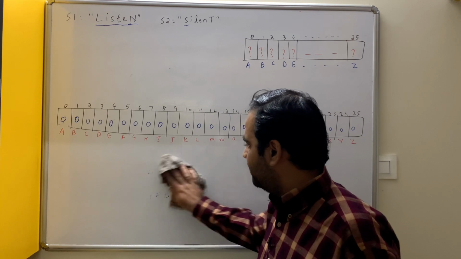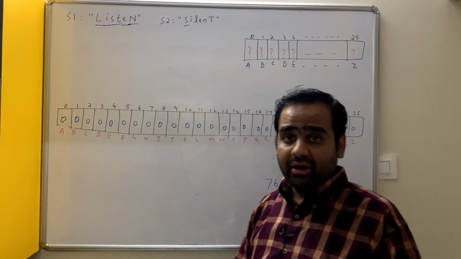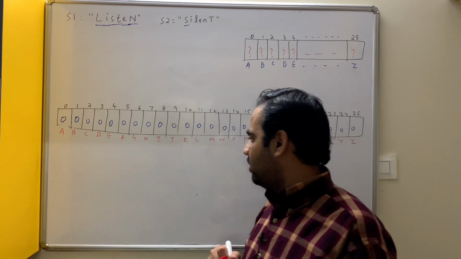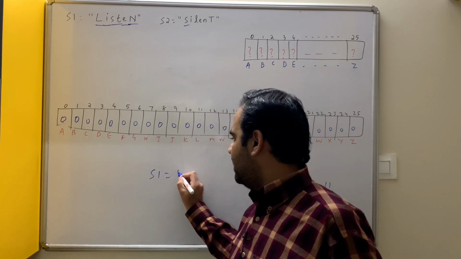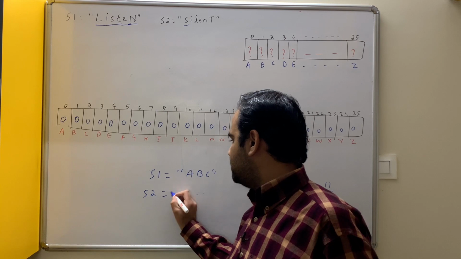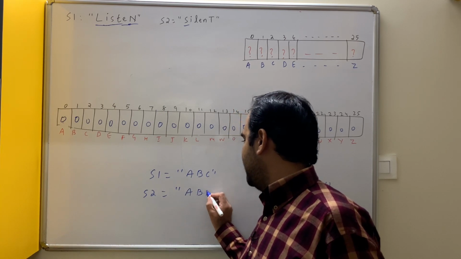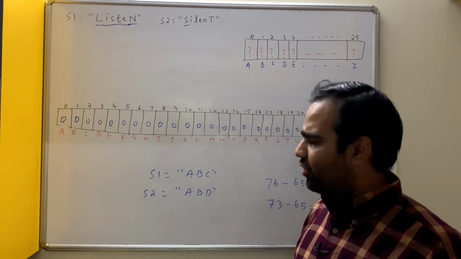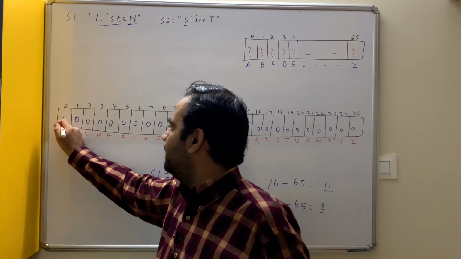Now let's see another example where the strings are not anagrams. If I say S1 is equal to ABC and S2 is equal to ABD. Now first you increment the count for the string S1. A, increment the count.